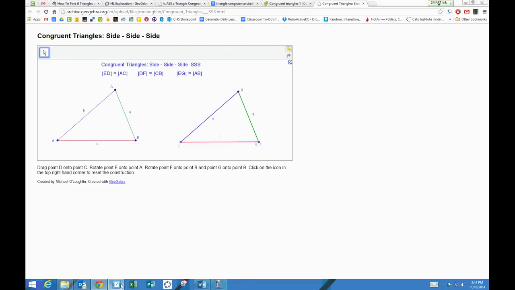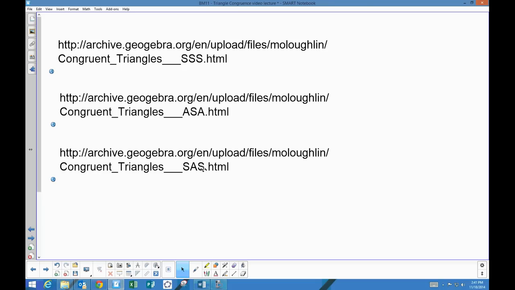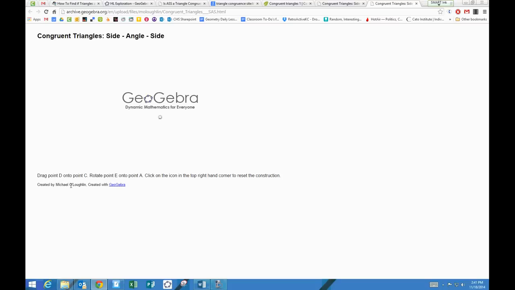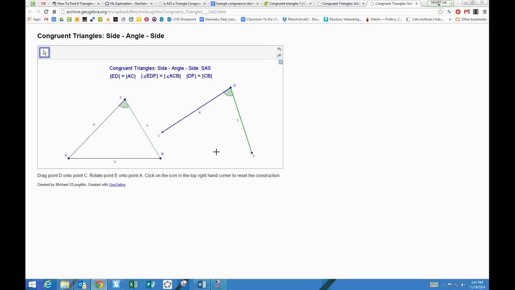Okay? The next one we learn is side angle side. Okay? So this time we're given 2 sides and the included angle. That's an important term to understand. That means the angle is between the 2 sides. You can't just pick any angle. It's got to be the one angle between the 2 sides.